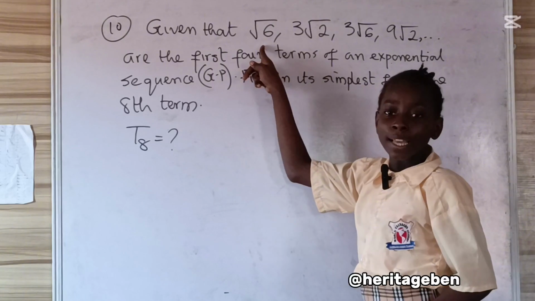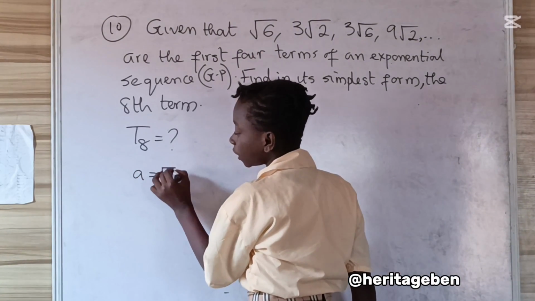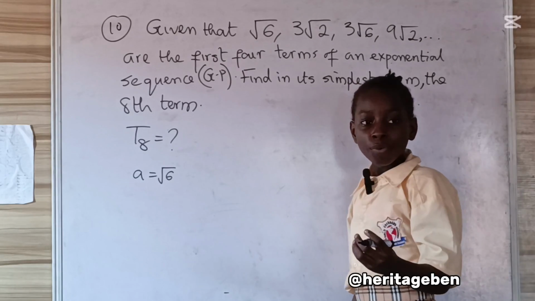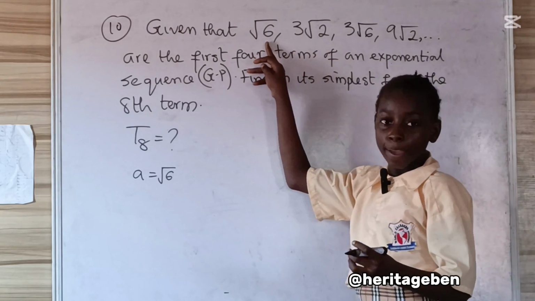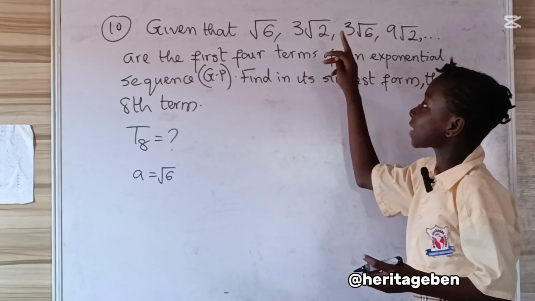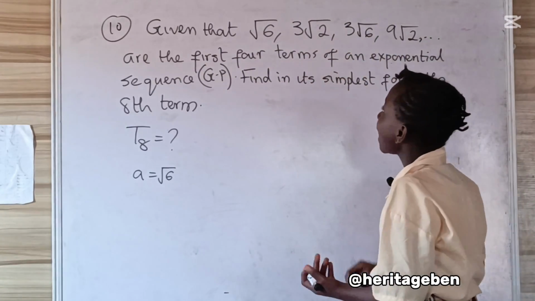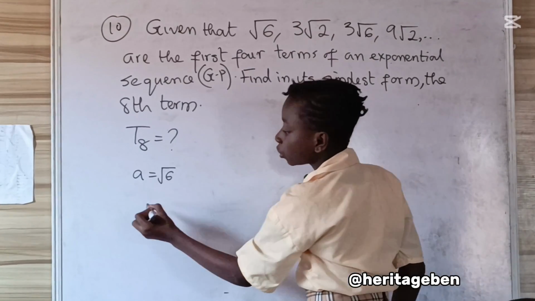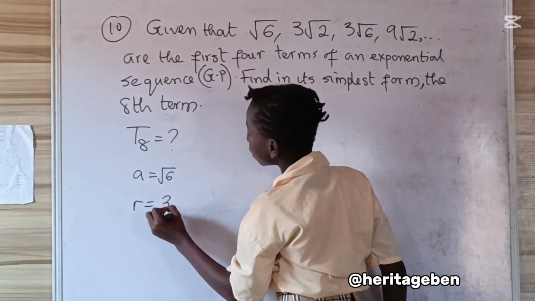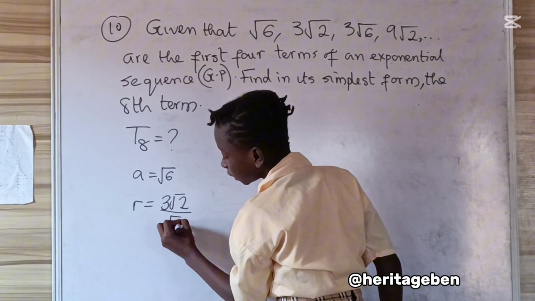Now, the first term here is root 6. A is equal to root 6. Now, the common ratio is the second term divided by the first term, or the third term divided by the second term, or the fourth term divided by the third term. So let's use the second term divided by the first term. So R is equal to 3 root 2 divided by root 6.